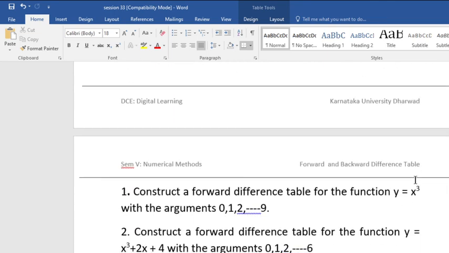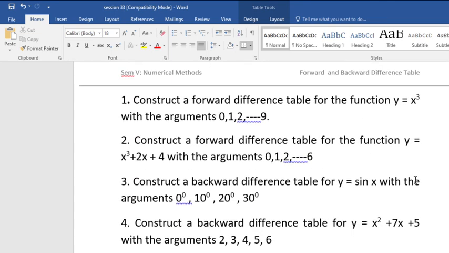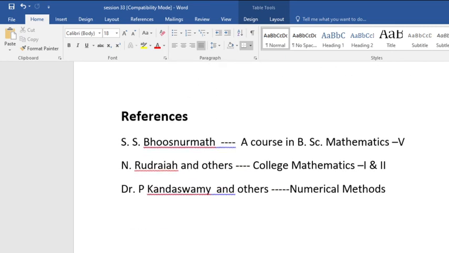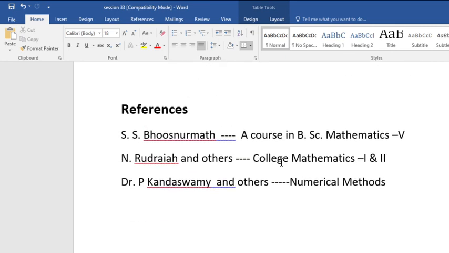Similarly, we can construct the forward and backward difference tables for the following examples, and these are the references which we have used.